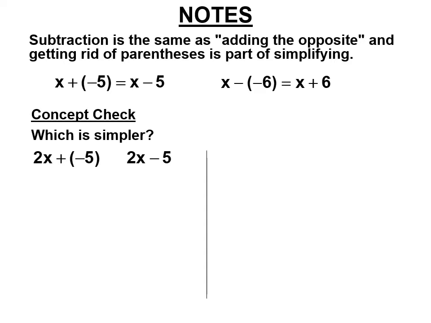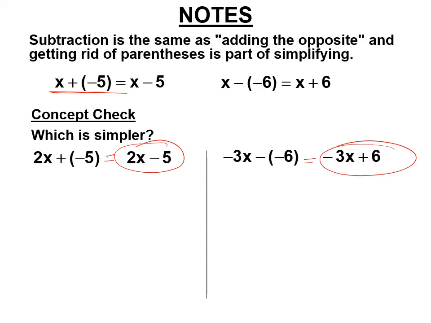All right, so which is simpler? 2x plus -5 or 2x minus 5? Hopefully you look at that and see the right one is simpler. But those are equal to each other, right? No matter what. So when you get plus -5, you write it as -5. Okay? Same thing here. If you get minus -6, right, you're going to write plus 6. These are equal, but that one is considered simpler.